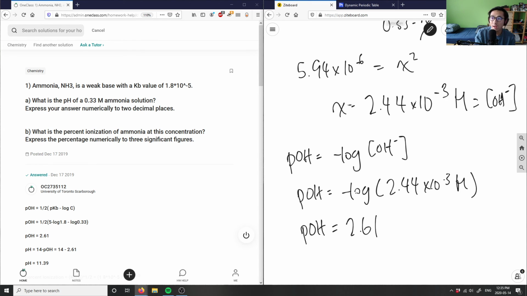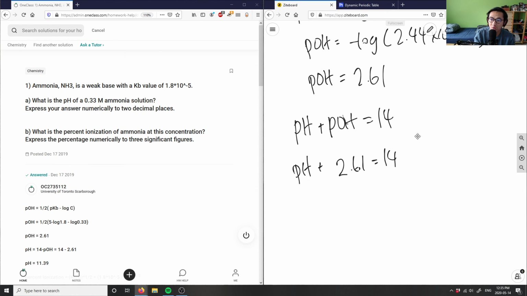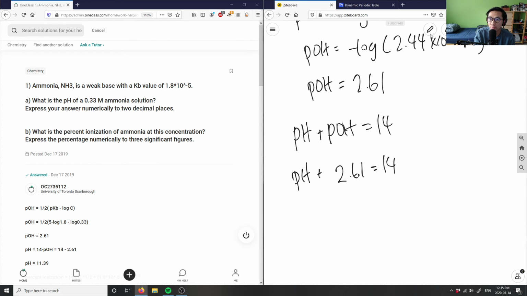2.61. And then finally, what I can do with pOH is relate it to pH, right? Because I know that pH plus pOH equals 14. And if pH plus pOH, which is 2.61, equals 14, I can solve for my pH. pH is simply 14 minus 2.61, which is going to be 11.39.